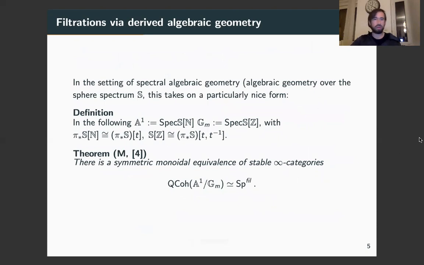The first result I want to go over here is a result of mine in the setting of spectral algebraic geometry, where this takes on a particularly nice form. There's a spectral analog of A1 and Gm. This is the flat affine line. And my theorem is that there's a symmetric monoidal equivalence of stable infinity categories, where on the left we have the category of quasi-coherent sheaves on the stack A1 mod Gm, and on the other side, we have filtered spectra, filtered objects in spectra.